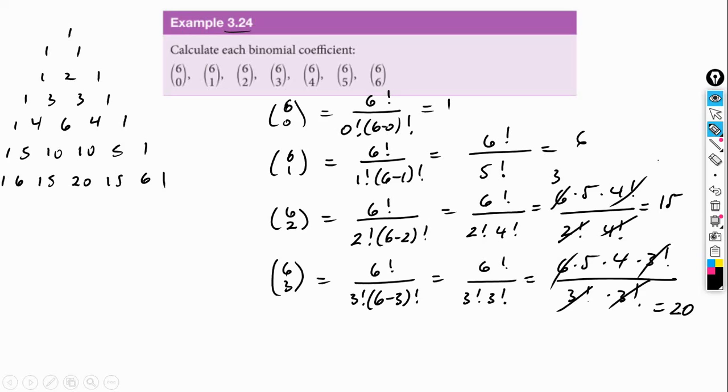And then if we continue the process, let's say with 6 and 4, if you do it manually, you should get 15. For 6 and 5, if you do the math, you're going to get 6. And then if you do 6 and 6, you're going to get 1.